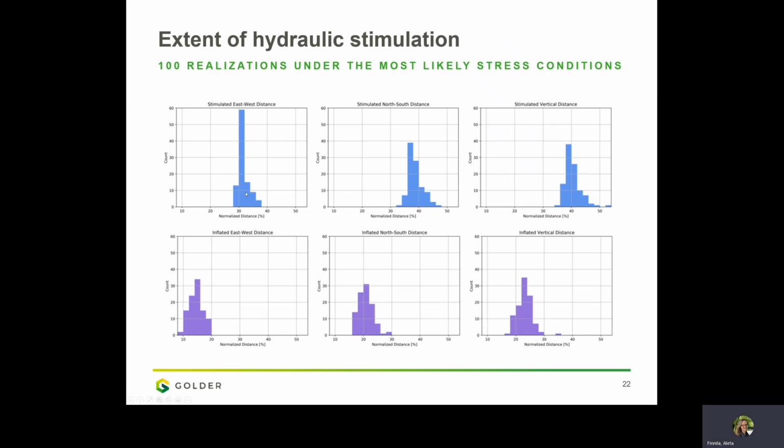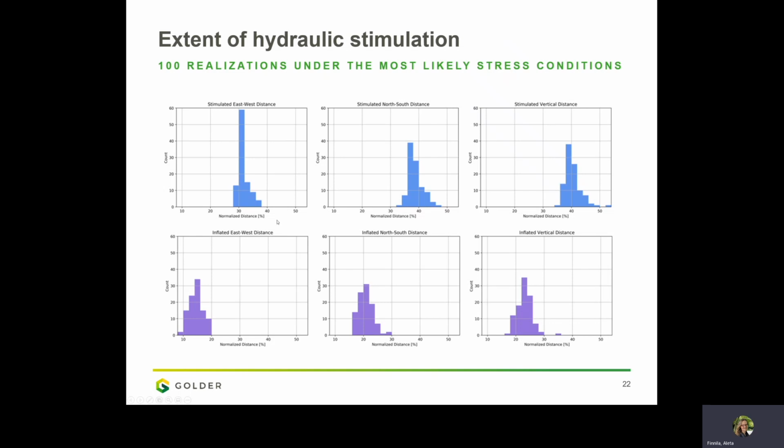In these plots here, I'm showing the count of how many of the DFN realizations sort of had normalized distances in these percentages. So looking at the three different directions here, we have east-west in this column, north-south in this column, and vertical in this column.